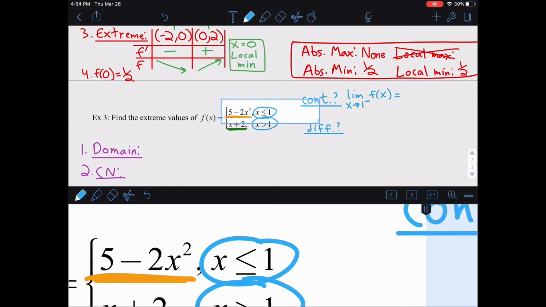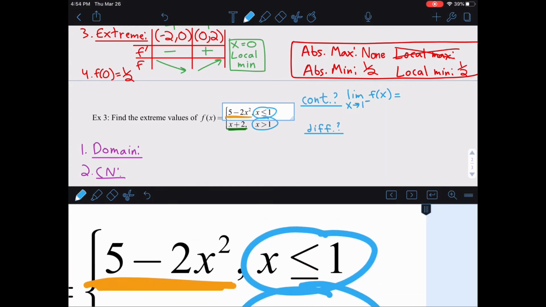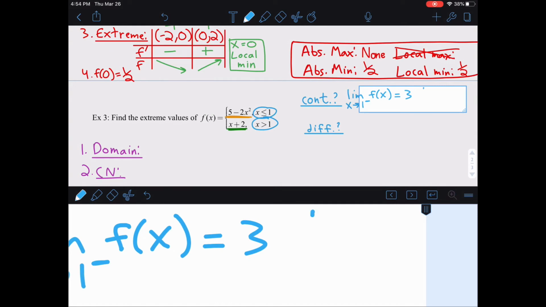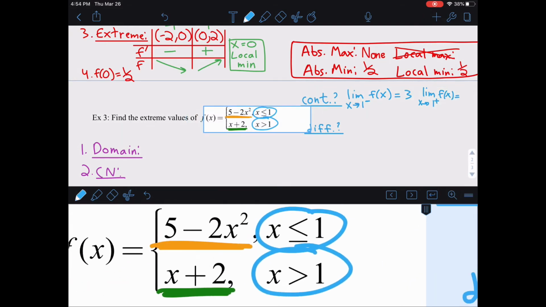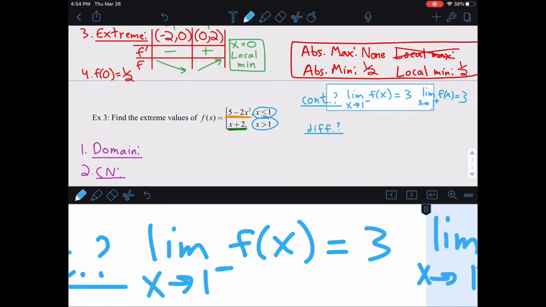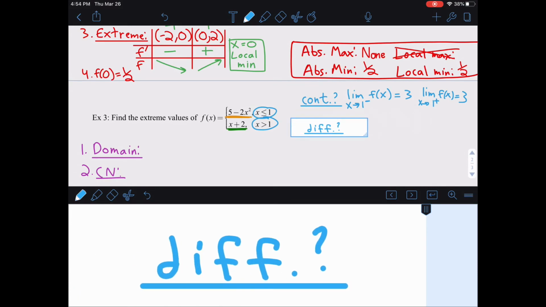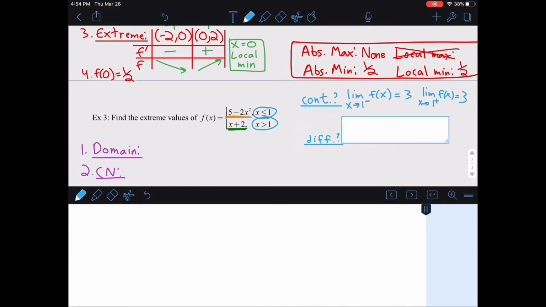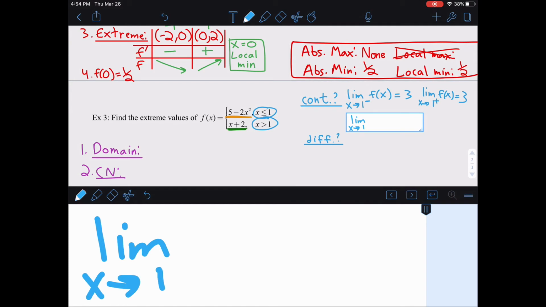So from the left means plugging it into the piece where x is less than 1. So 5 minus 2 times 1 squared is going to give me 3. And now do the same thing from the right. So limit as x approaches 1 from the right of f of x. So 1 plus 2, that is also going to be 3. So that's good. That tells me that the limit exists there. I'm going to move that down. So I know now that the limit exists at 1.